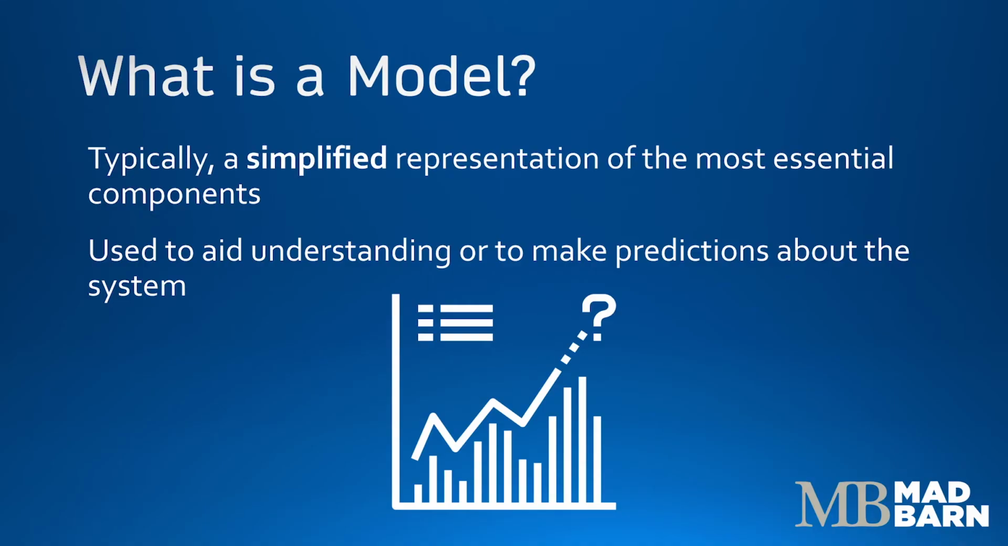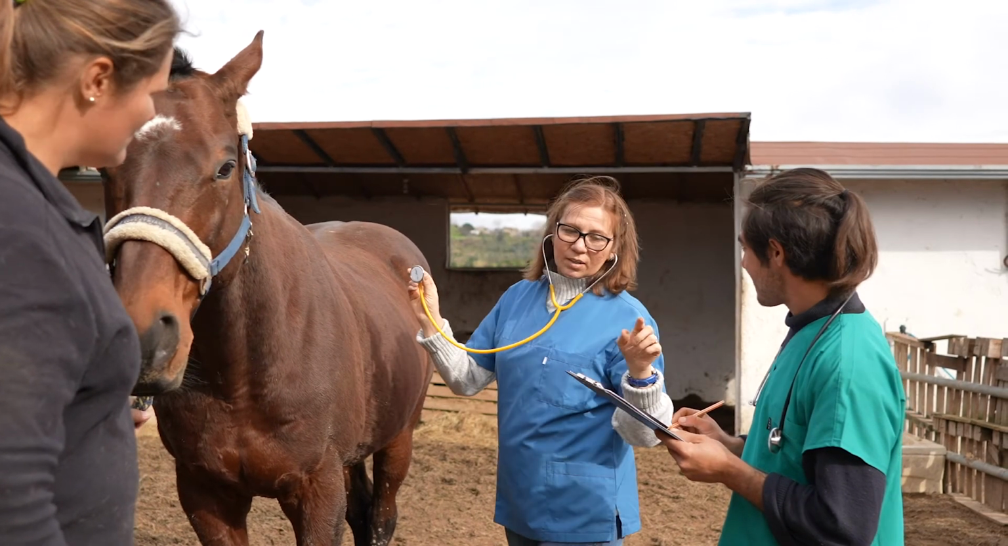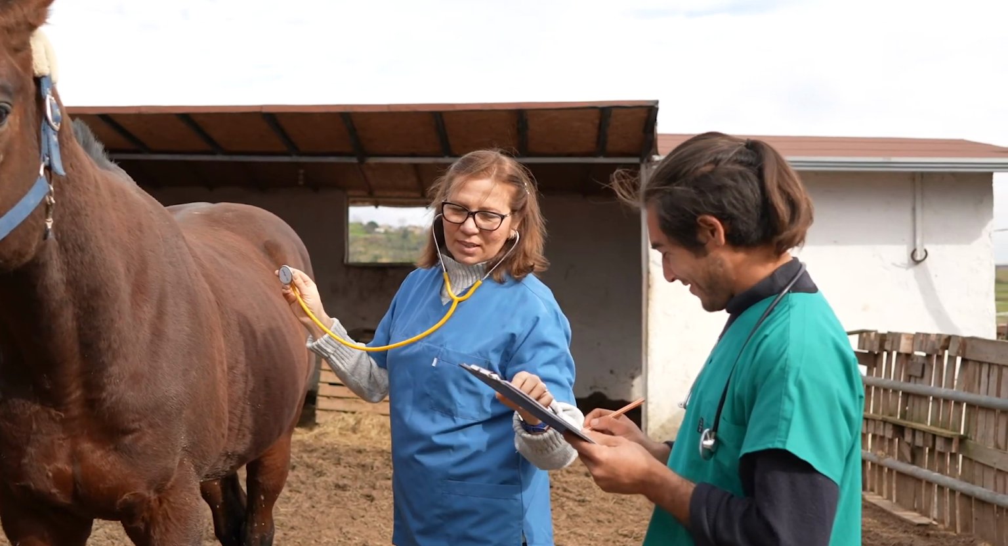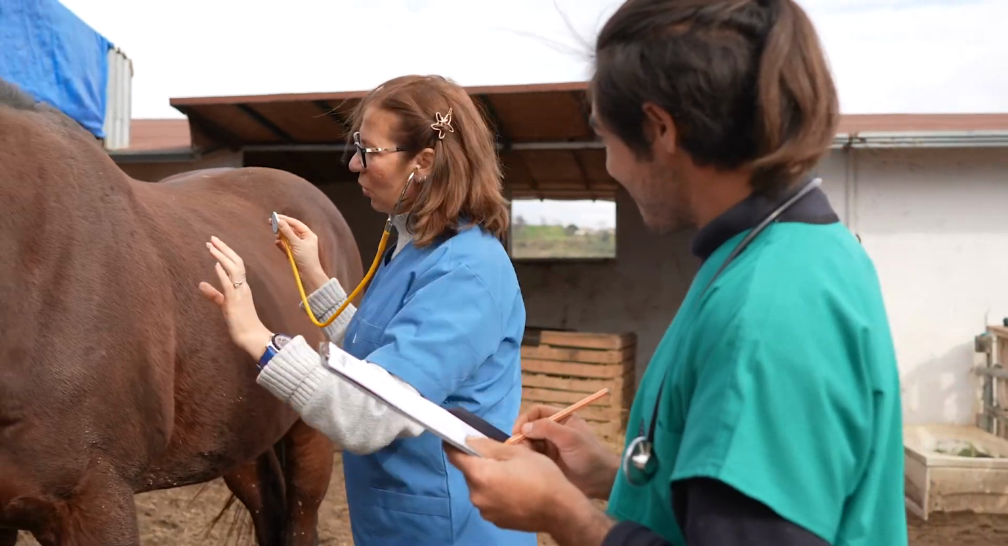Scientists and engineers have been using models for decades to represent bits of the real world. Typically, these models represent a simplified representation of the most essential components of a given system. And it's up to the modeler to determine what those essential components are, which depend on the purpose or the overall goal of the model. When these models are built, they're used to improve our understanding of how the system works, or to predict how the system will behave under different sets of conditions.